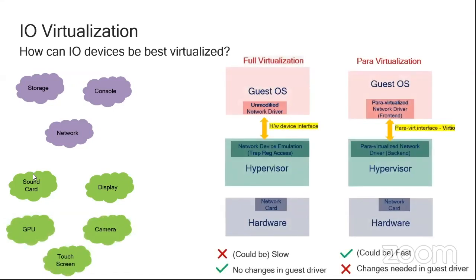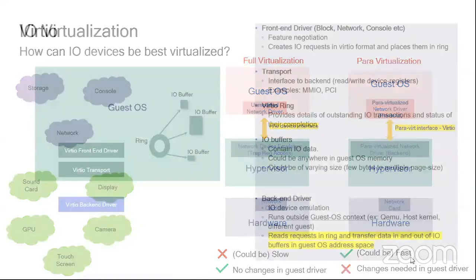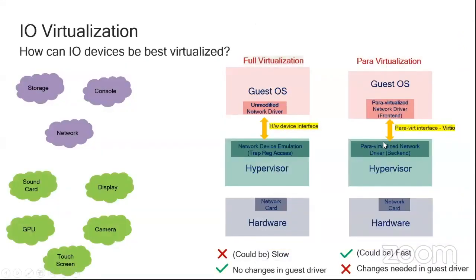So how do we achieve I/O virtualization? There are two approaches. One is full virtualization, where the guest OS runs an unmodified I/O driver and all the emulation of the device happens in the hypervisor. This could be potentially slow compared to paravirtualization, where the guest is aware that it's running in a virtual environment and cooperates with the hypervisor for this I/O illusion to be achieved. It's potentially way faster in terms of performance. The framework for paravirtualization predominantly used in Linux and other operating systems as well is Virtio.